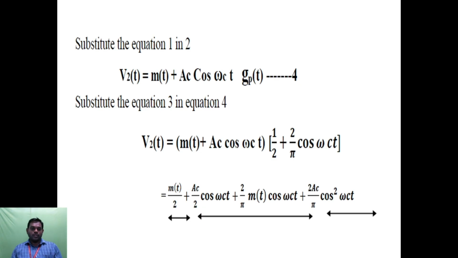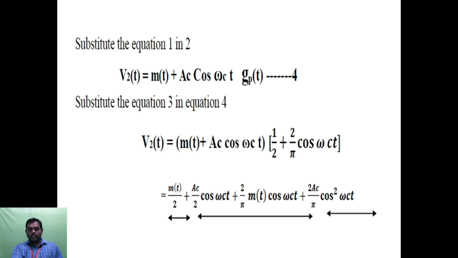Substitute equation 1 in 2. So V2 of t, the output of the switching modulator, is equal to m of t plus AC cos omega c t, into the pulse train Gp of t. Substitute equation 3 in equation 4. V2 of t is equal to m of t plus AC cos omega c t into 1 by 2 plus 2 by pi cos omega c into t. So here we are substituting the value of equation 3 in equation 2.